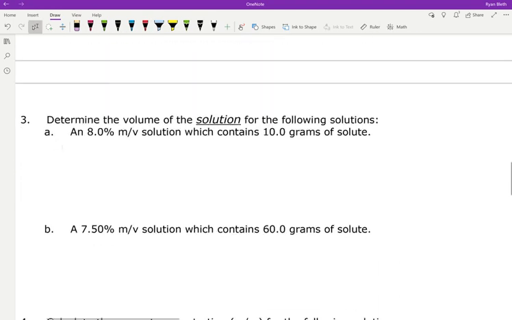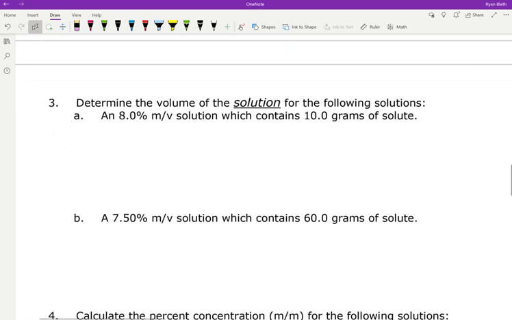Number 3 asks us to find the volume of the solution. So now we're switching over to where we're going to find the denominator instead of the numerator in our work. The volume of solution is the denominator. Solution's always in the bottom. So when you're asked for solution, that's going to be calculating something in the denominator of your calculation. Which tells us then that they must be giving us the solute amount, and they must be giving us the percent. Those are the other parts of our equation.